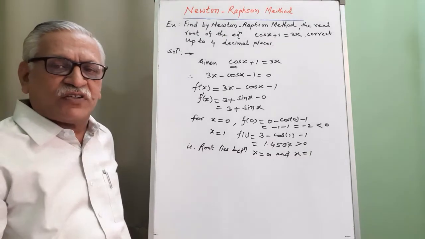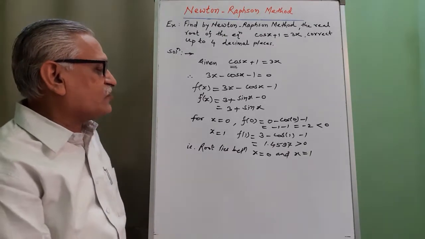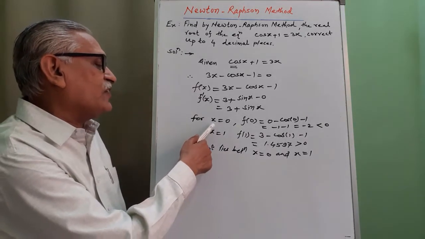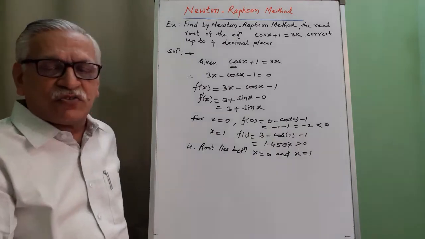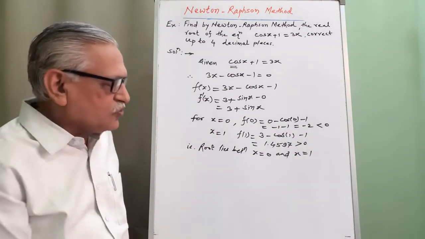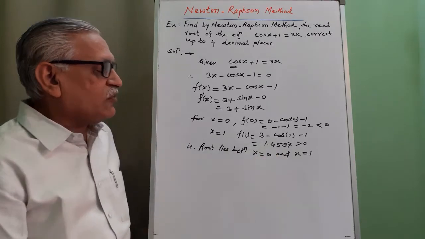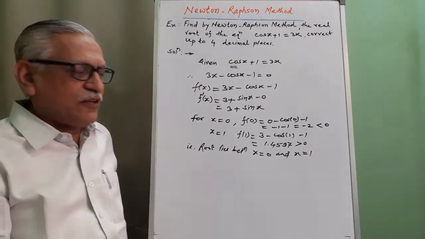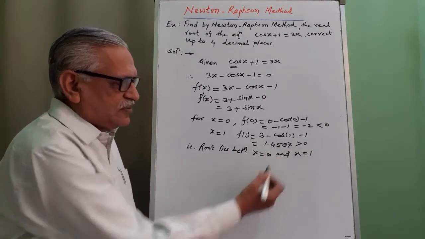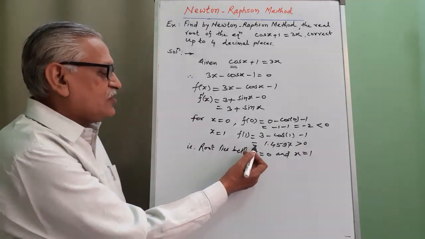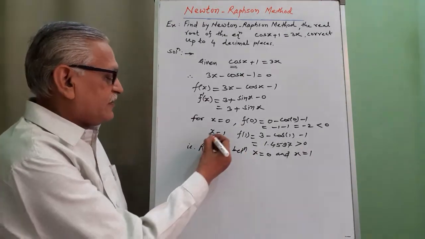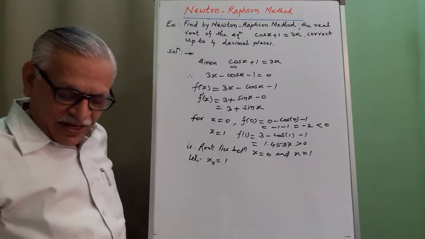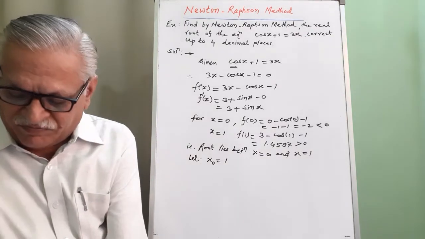Out of these two, we have to consider one as x0, the initial guess value, and the way to consider it is to check the corresponding function value. For 0 we have minus 2, the distance from the origin is 2, and for x is equal to 1 it is 1.4597, so its distance is 1.4597. This distance is less than the other, and therefore the corresponding value of x we consider as x0. Let x0 be equal to 1.